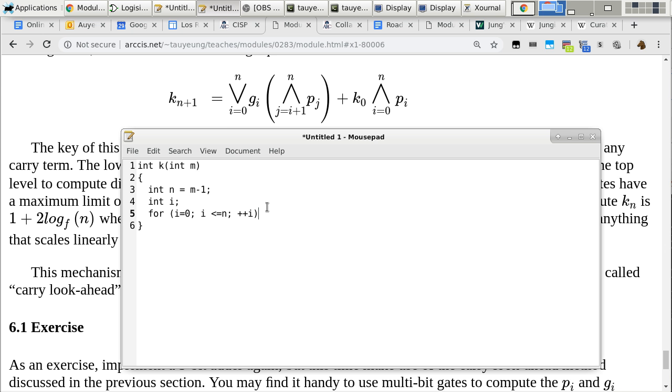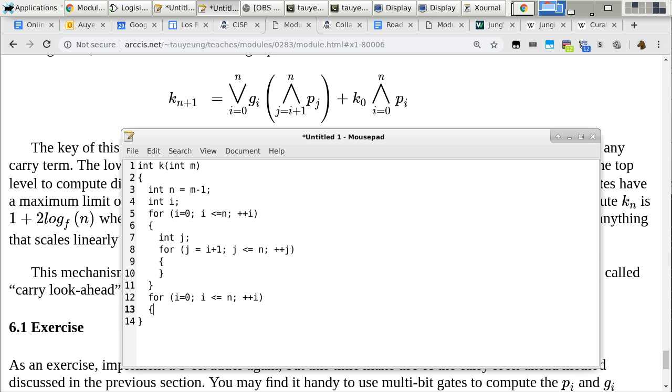Inside of the big OR, I have an inner loop, using a local variable j. j starts from i plus 1 as long as j is less than or equal to n, plus plus j. This is my inner loop for the conjunction term. And then we have one more big conjunction term on the outside, so for i equals 0, i less than or equal to n, plus plus i. That takes care of the last term.